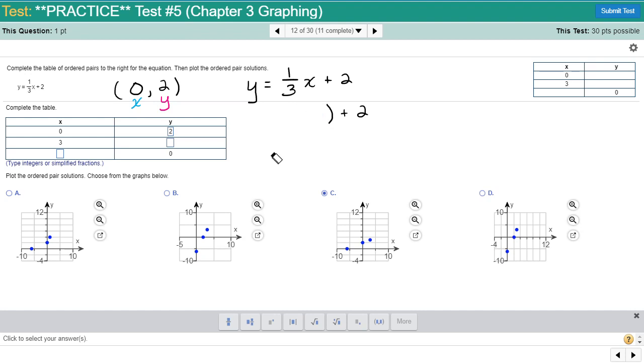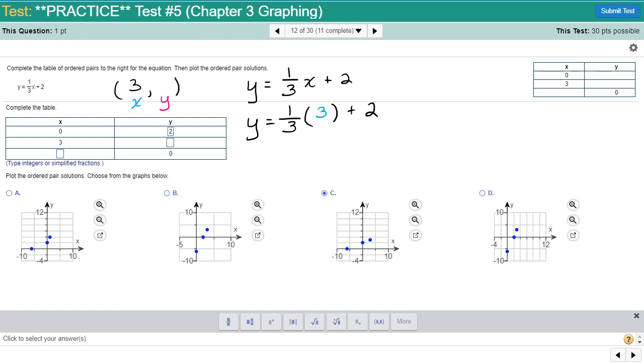So we'll erase this work here and see what we have for row 2, our second point. Well, we can see that we've been given a positive 3 for x, no y value, so it's going to be our job to find the corresponding y value. So let's go ahead and do that. y is equal to 1 over 3 times x. So let's substitute this x value, this positive 3, into our equation, plus 2.